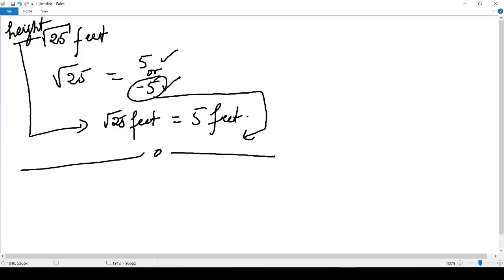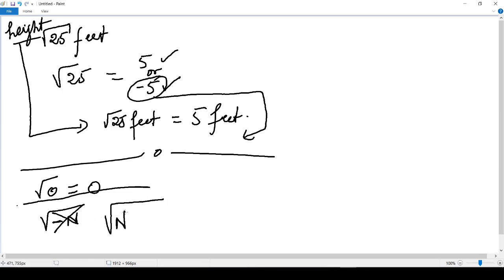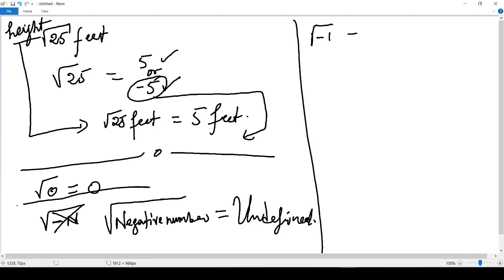Also, square root of 0 is 0. We don't have to specify plus 0 or minus 0, so it's just 0. And in our context here, square root of a negative number is undefined. So if I have square root of negative 1, it is undefined. I cannot solve it. Square root of negative 3, same thing, undefined.